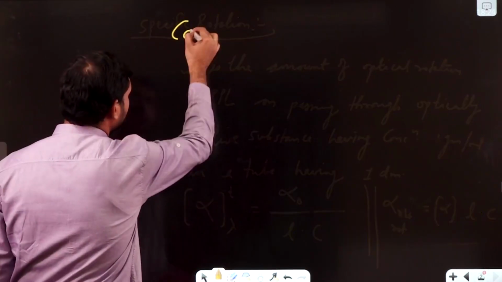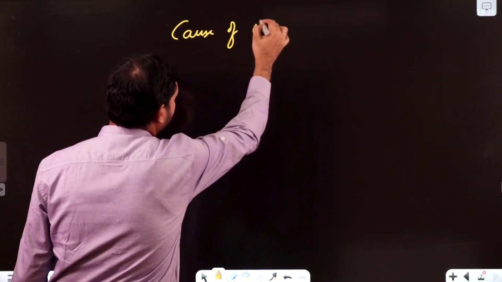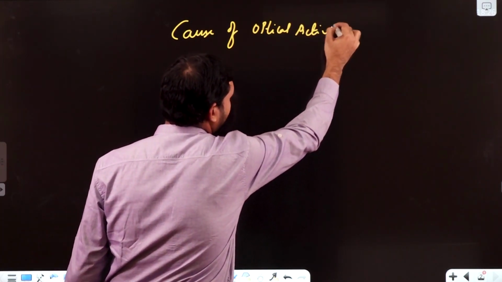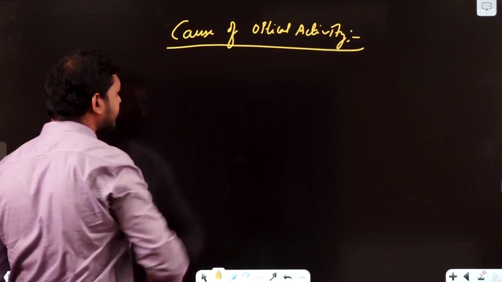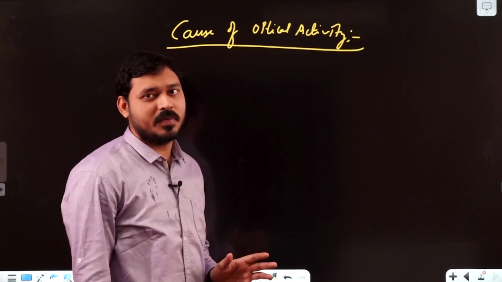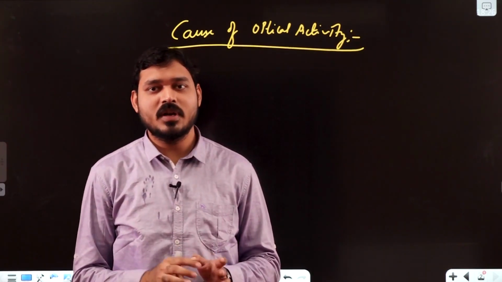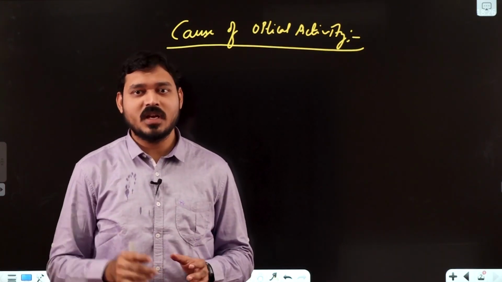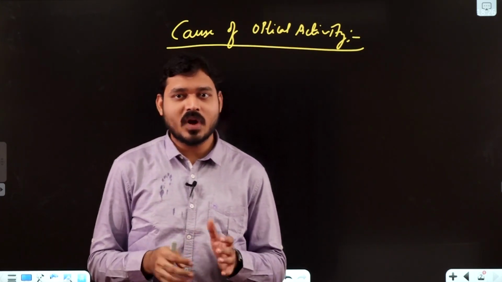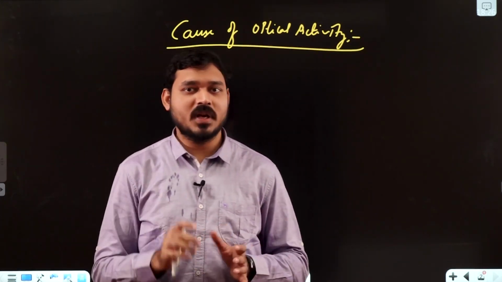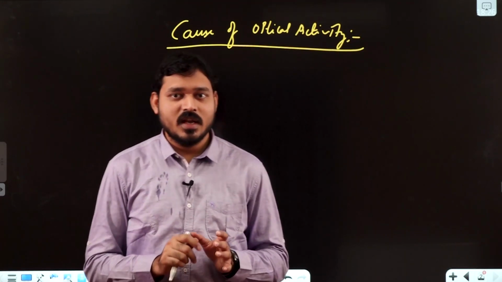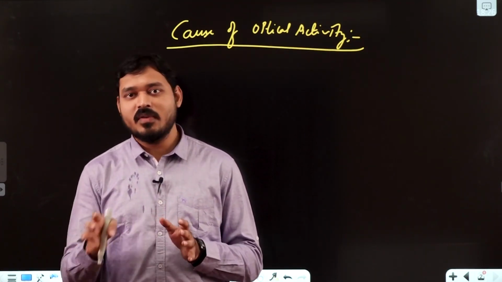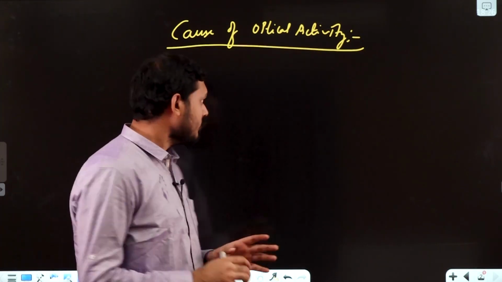Cause of optical activity. Now let's understand what is the cause of optical activity. If a compound is showing rotation of plane polarized light in any direction, then it is an optically active substance. But what is the cause? Why can a particular compound cause optical activity? So the only reason is, if any compound is chiral, then it will show optical activity and it will form optical isomers.